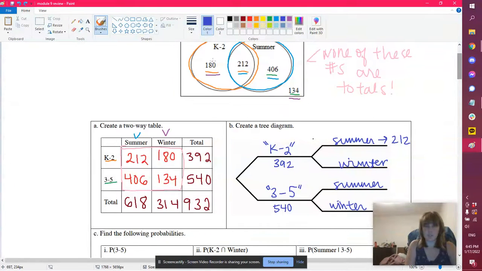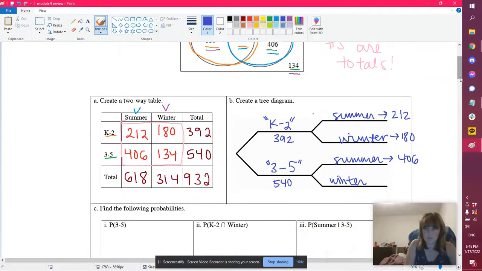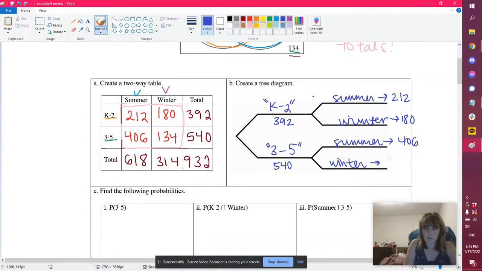K through 2 that likes winter is either the people in K through 2 that's outside of summer, or I can find it on the 2A table. 3rd through 5th who like summer is 406. And 3rd through 5th who like winter is 134.